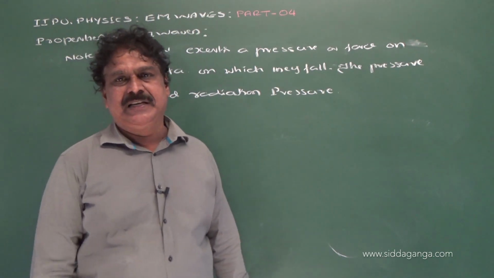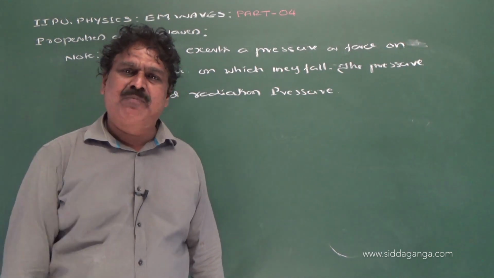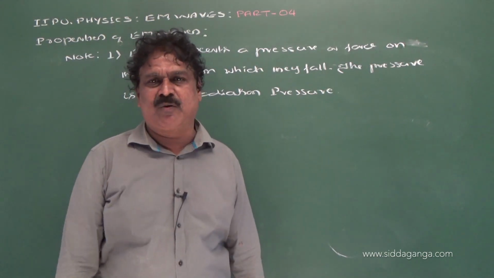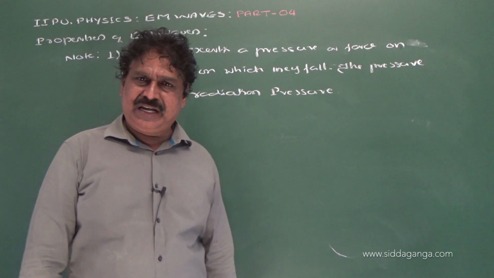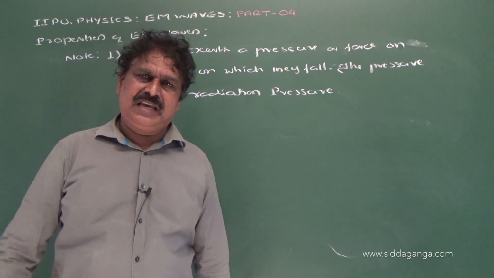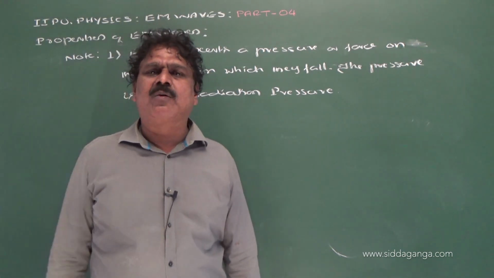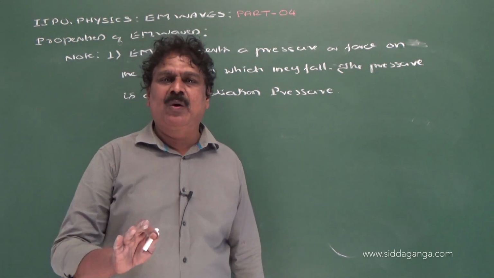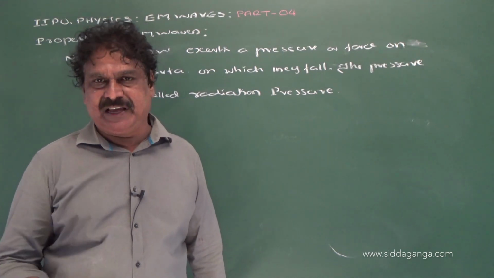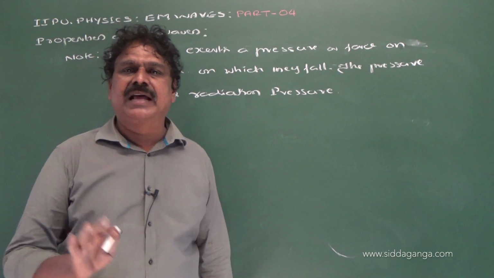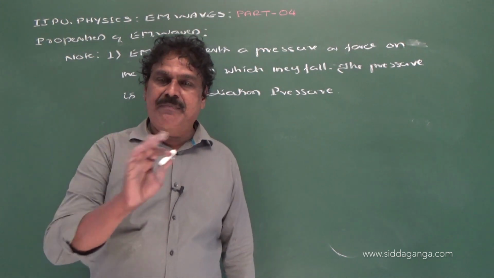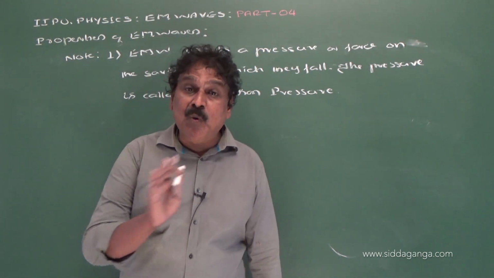fall on a surface, part is reflected, part is absorbed, part is transmitted, and there is a change in momentum of the electromagnetic wave. Now the rate of change of momentum of electromagnetic wave when incident on the surface is the force exerted by the electromagnetic wave on the surface. This force exerted by electromagnetic wave on a surface per unit area is called as radiation pressure. Now this radiation pressure is capable of producing motion in an object.